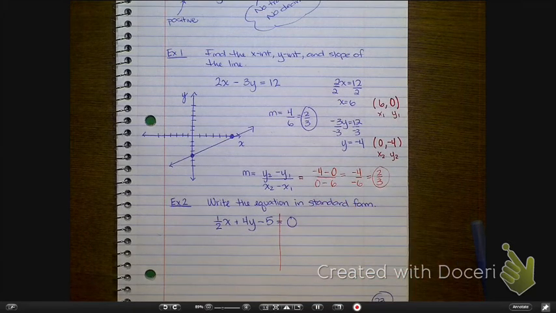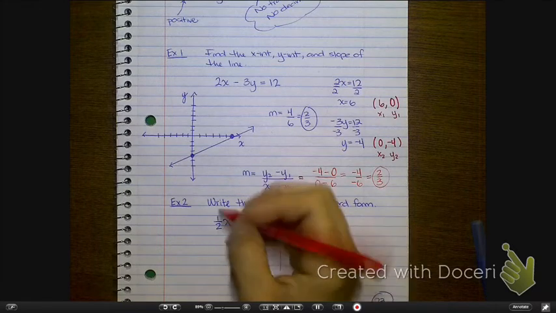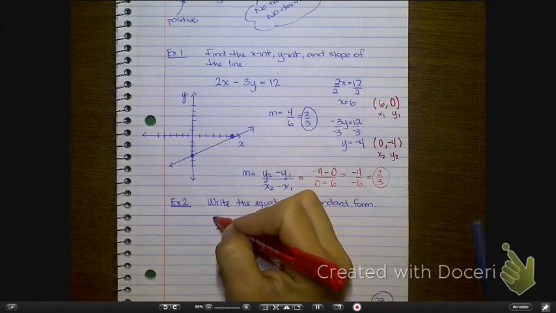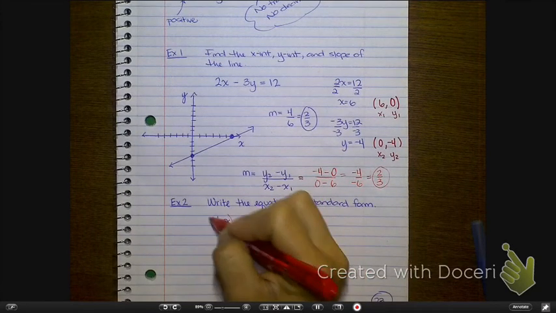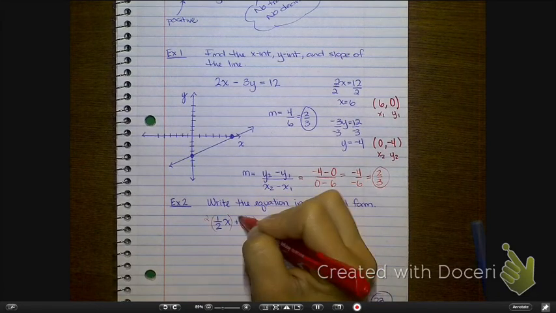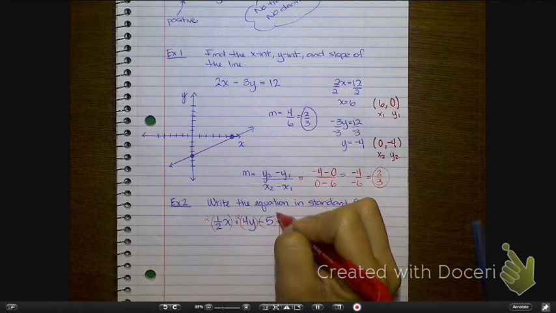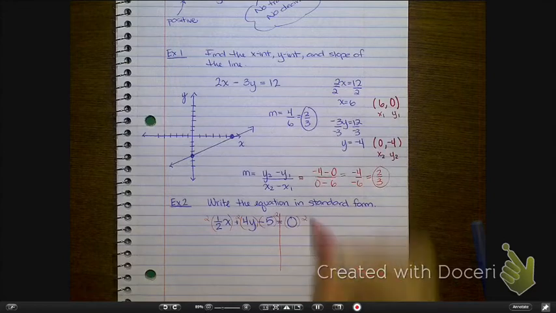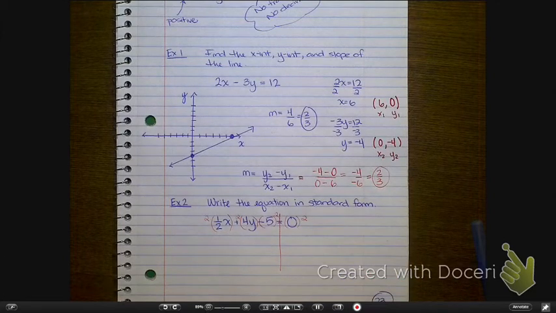Fraction, okay. So to get rid of the fraction, I'm going to multiply the whole equation by the denominator. What's the denominator? 2, okay? So I have to multiply 2 by this thing, by this thing, and by this thing. Everything has to get multiplied by 2. All the parts, okay? So what happens when I multiply here by 2?